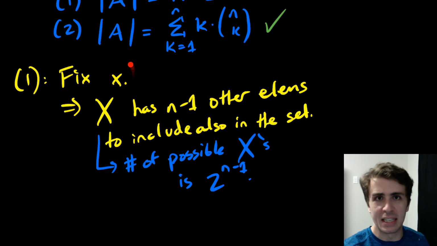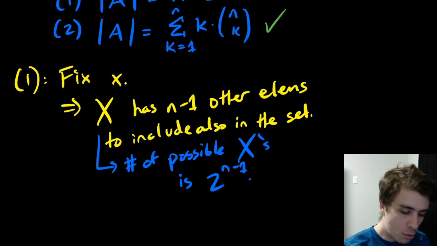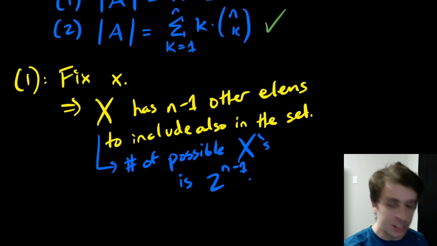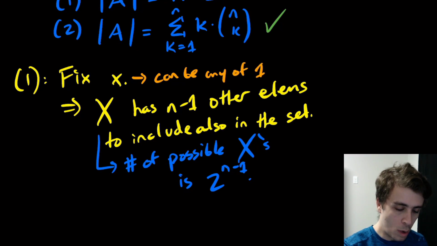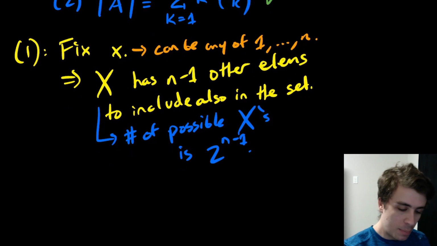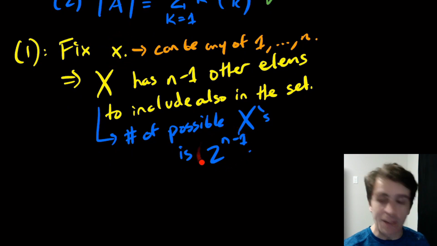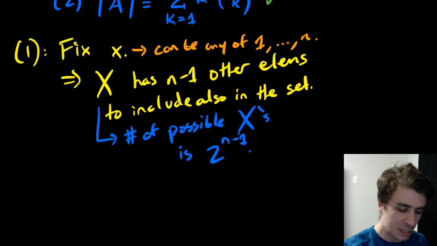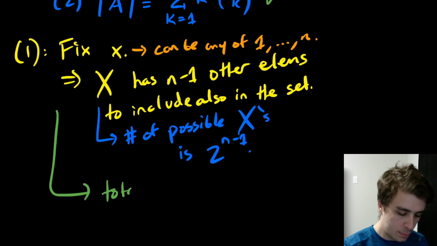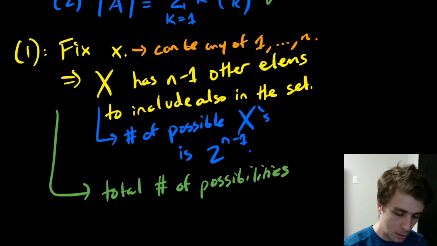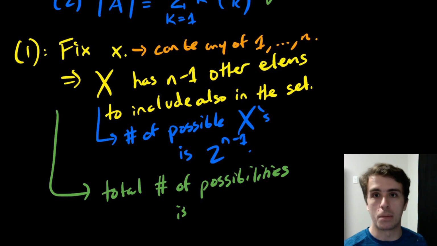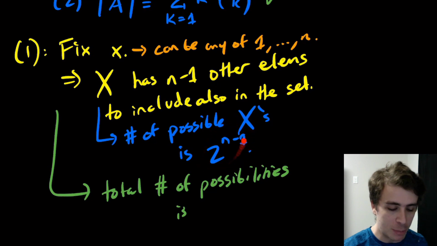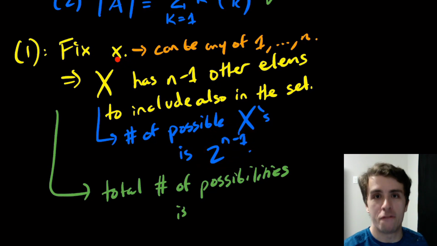We know that the little x is in there, so we're not even thinking about the little x. We're thinking about the n minus 1 other elements. But we know that the little element x can be any one of the n numbers, so this can be any of 1 through n. Because we fixed x at the start, and we have 2 to the n minus 1 for each choice of x, the total number of possibilities is those two numbers multiplied together, because the number of possibilities of the big set X is not dependent on the value of little x.